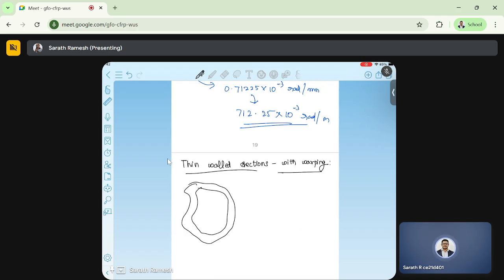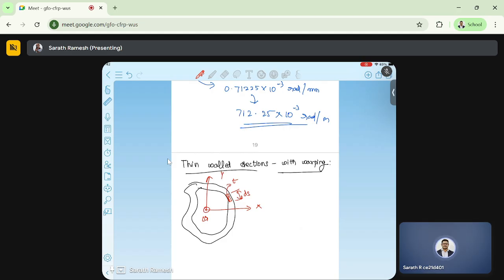Say suppose we have a thin wall section, and this is our axis x and y and CG, and if you are taking some element here, say this is ds, and the thickness of this is t.